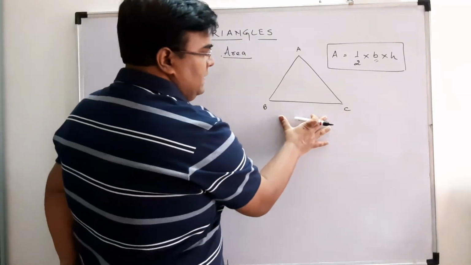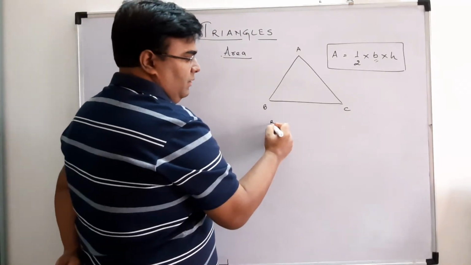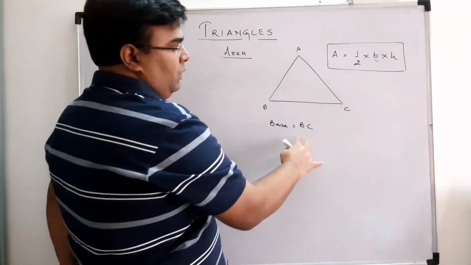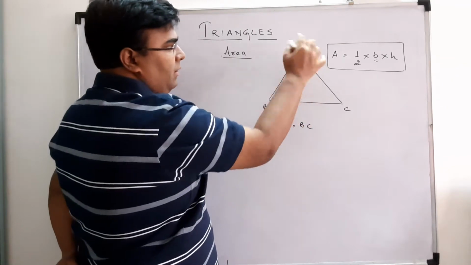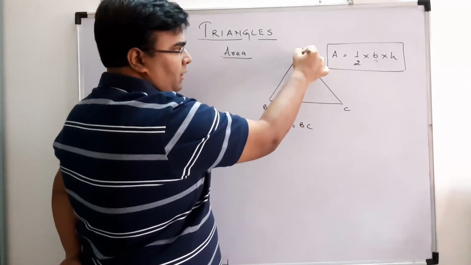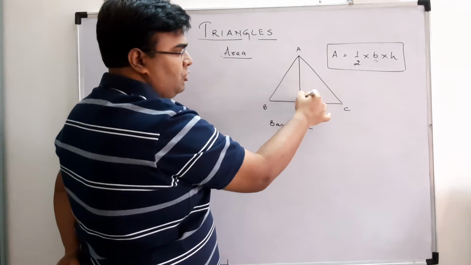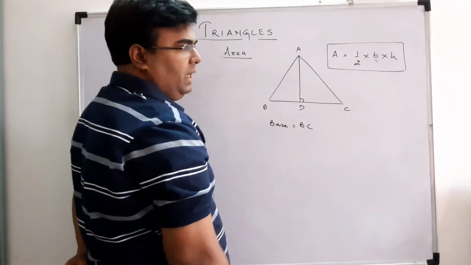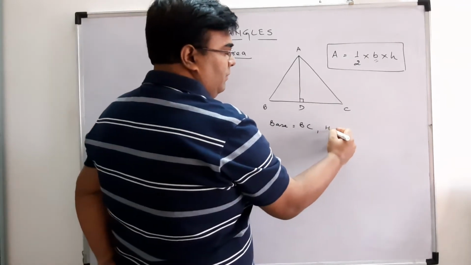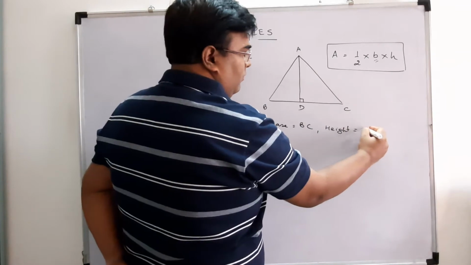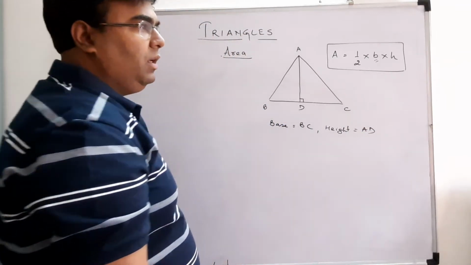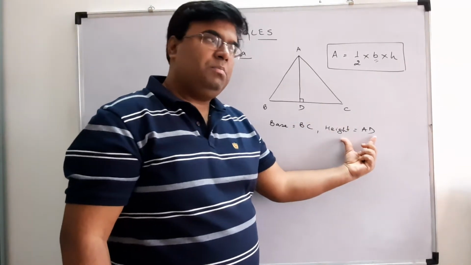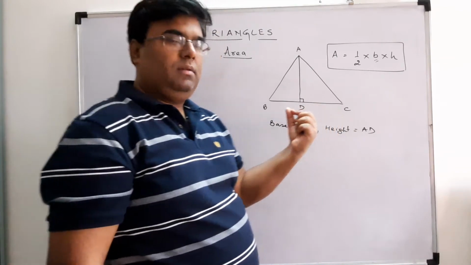If we take BC as a base, then what is the point which is left out? A. And if we draw from A a line which is perpendicular to this side BC, suppose let us name it D, then my height will be AD. Okay, so the relationship between base and height is that height is always perpendicular to the base, correct?